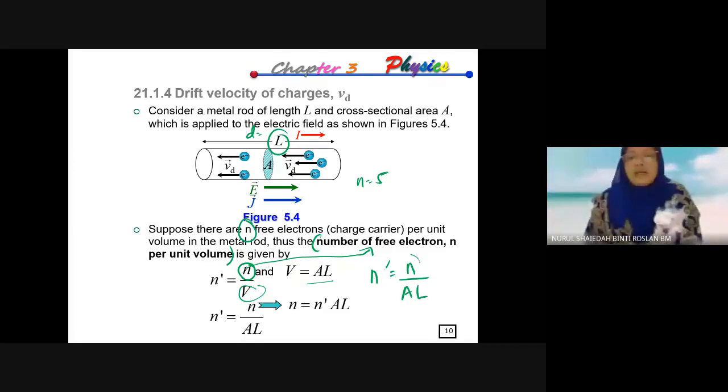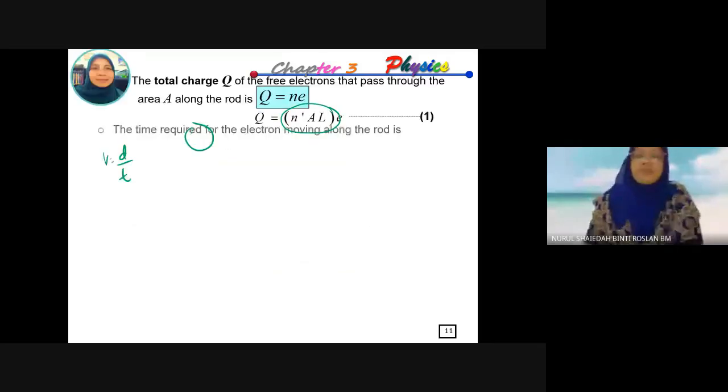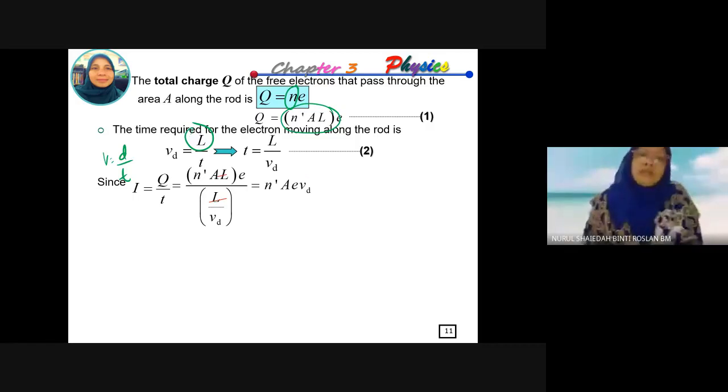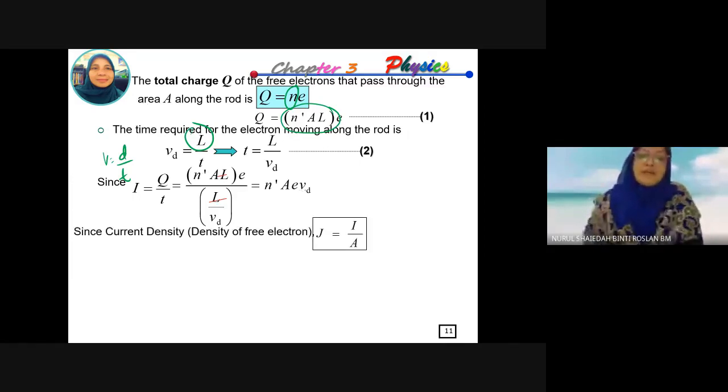So we make N the subject. N will equal N prime AL. From there we substitute into this: Q equals NE. Q is the charge, N is the number of electrons, E is the electron charge. So substitute N prime AL, L over VD. L can cancel, so you will get N prime AEVD.